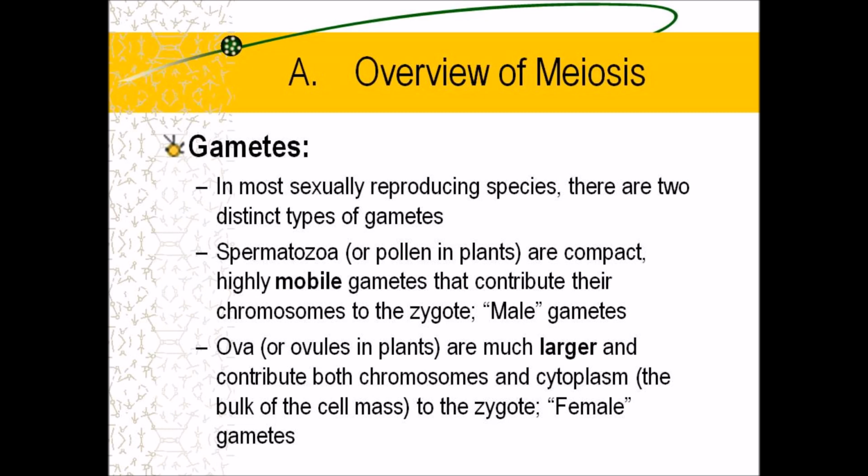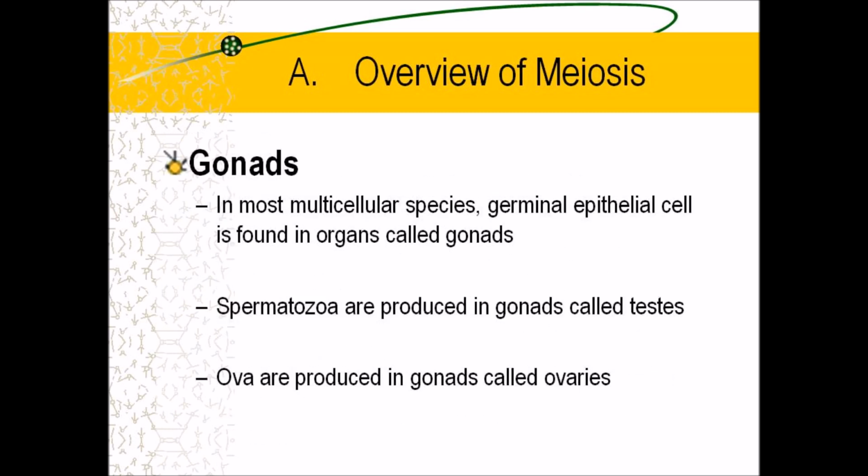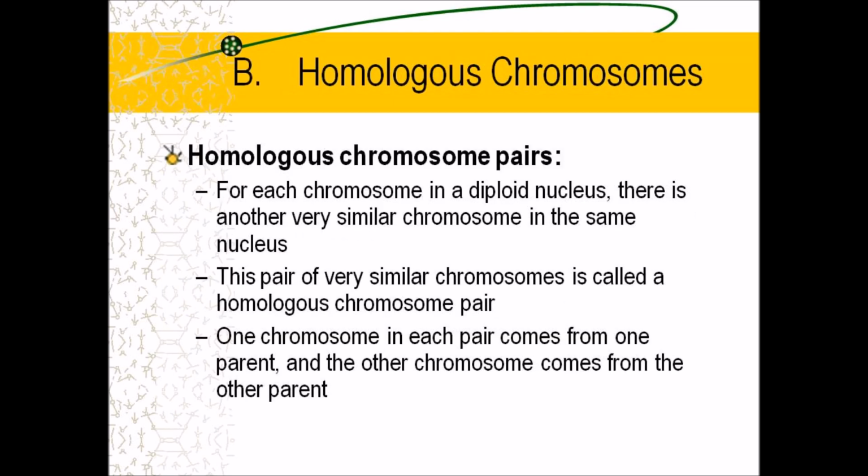Just in case, the gametes that we mentioned here, the female one will be the ovum, or ova, and the male one will be the sperm. And the part where the gamete is produced is called the gonad.